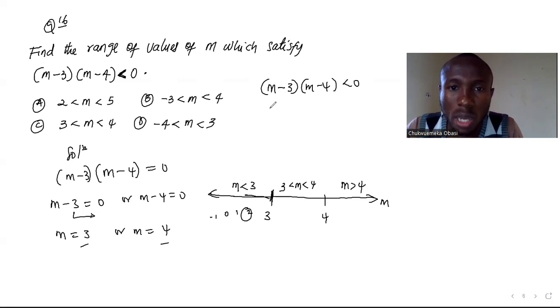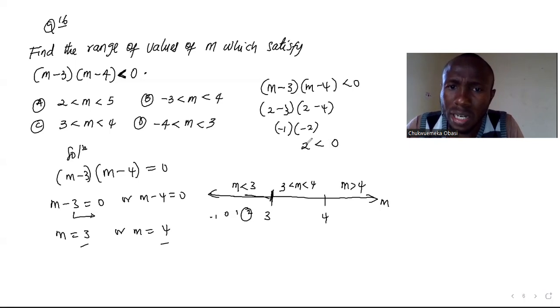So when I plug in 2, you have 2 minus 3, and I have here 2 minus 4. And 2 minus 3 is -1, and 2 minus 4 is -2. You see, -1 times -2 will give me a +2. And of course, is 2 less than 0? That's not possible. So 2 is not less than 0. So this whole side fails. And because here fails, this whole guy too will have to fail. And here will be our correct solution.